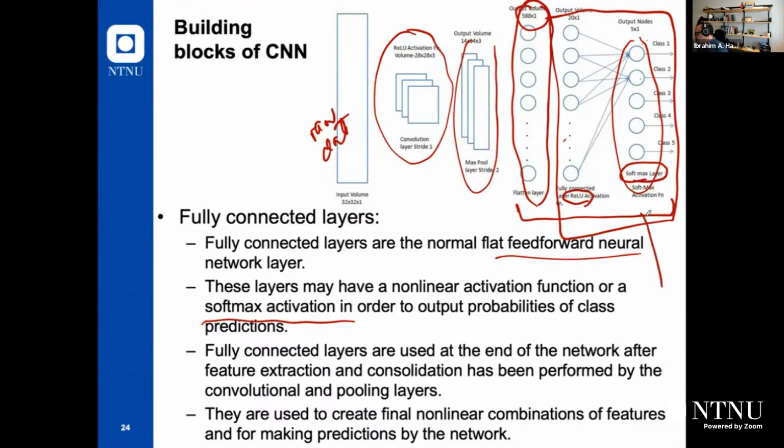They are used to create the final nonlinear combinations of features and make predictions by the network. This is the most important part here. You can see this is the brain of my model. The classification part is the brain of my model, and the other part is data processing or feature extraction.